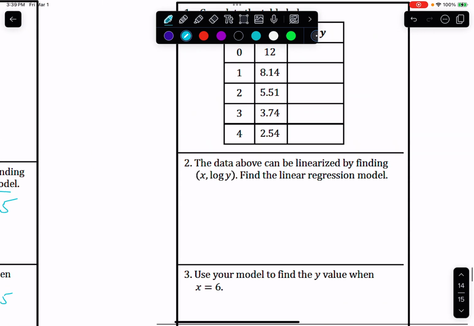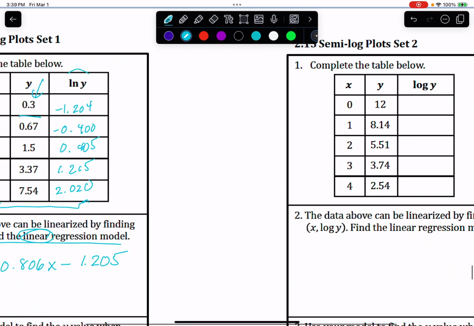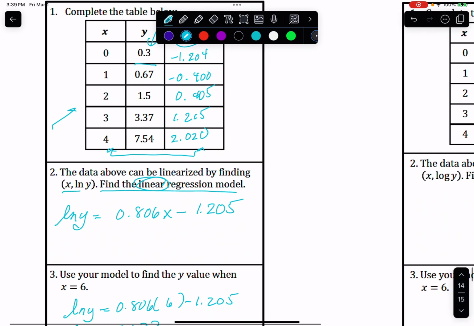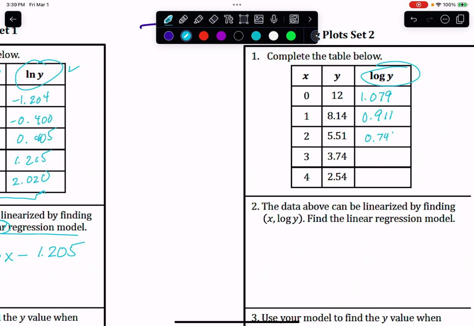Now this one is exactly the same thing, so you should really just try to do this all on your own. But I'll put down the answers. You should notice this was ln, so you had to use ln when you were using the e's. And now we're using log of y. So put the log in or you'll get different answers. So 1.079, 0.911, 0.741, 0.573, and 0.405. If you take these two in linear regression, you're going to get log of y is equal to negative 0.169x plus 1.079.